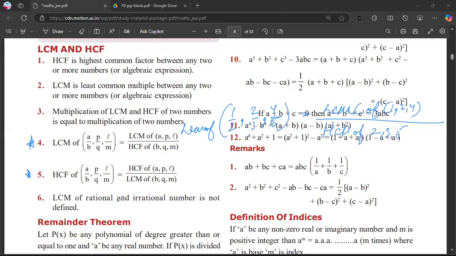Understood? Yeah, sir. LCM of rational and irrational numbers is not defined. Want to be noted.